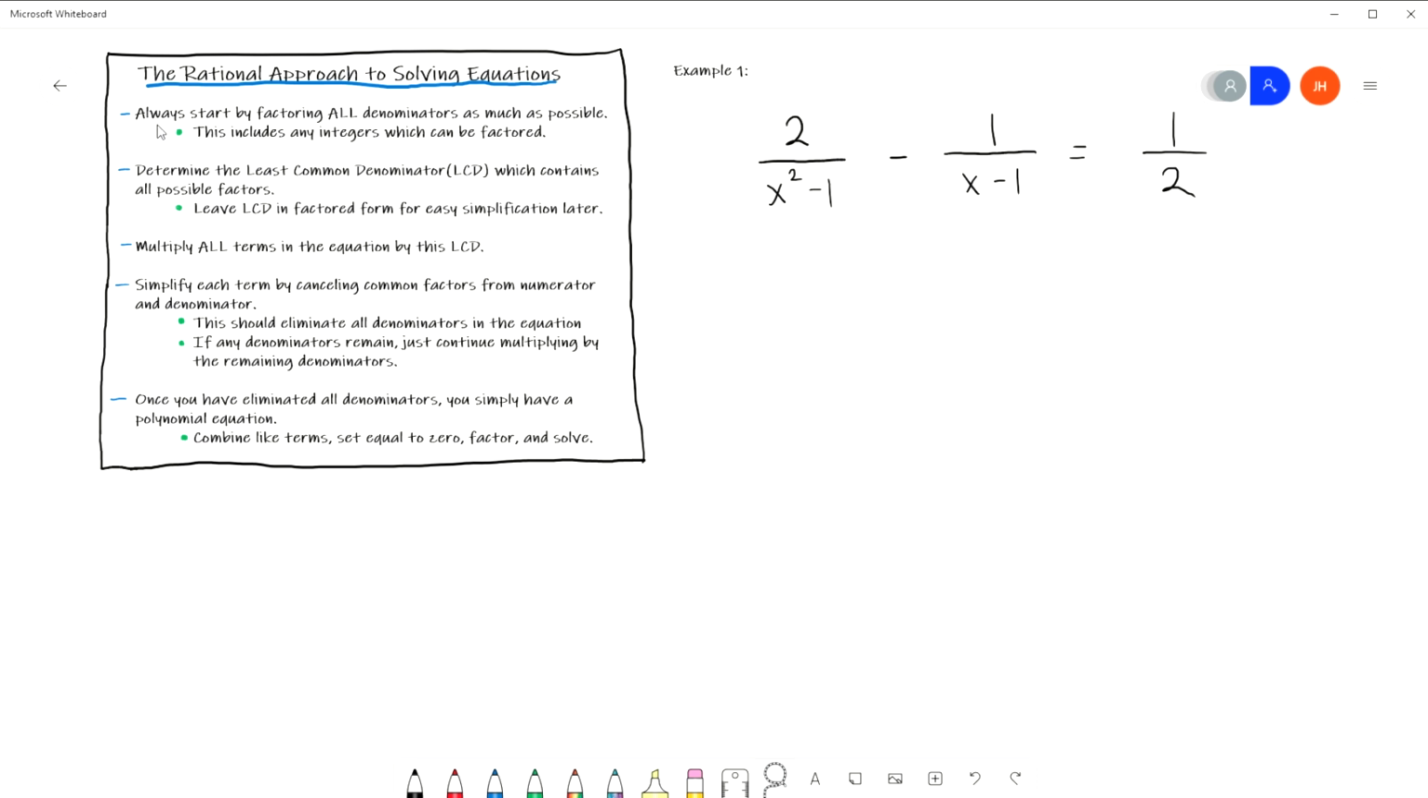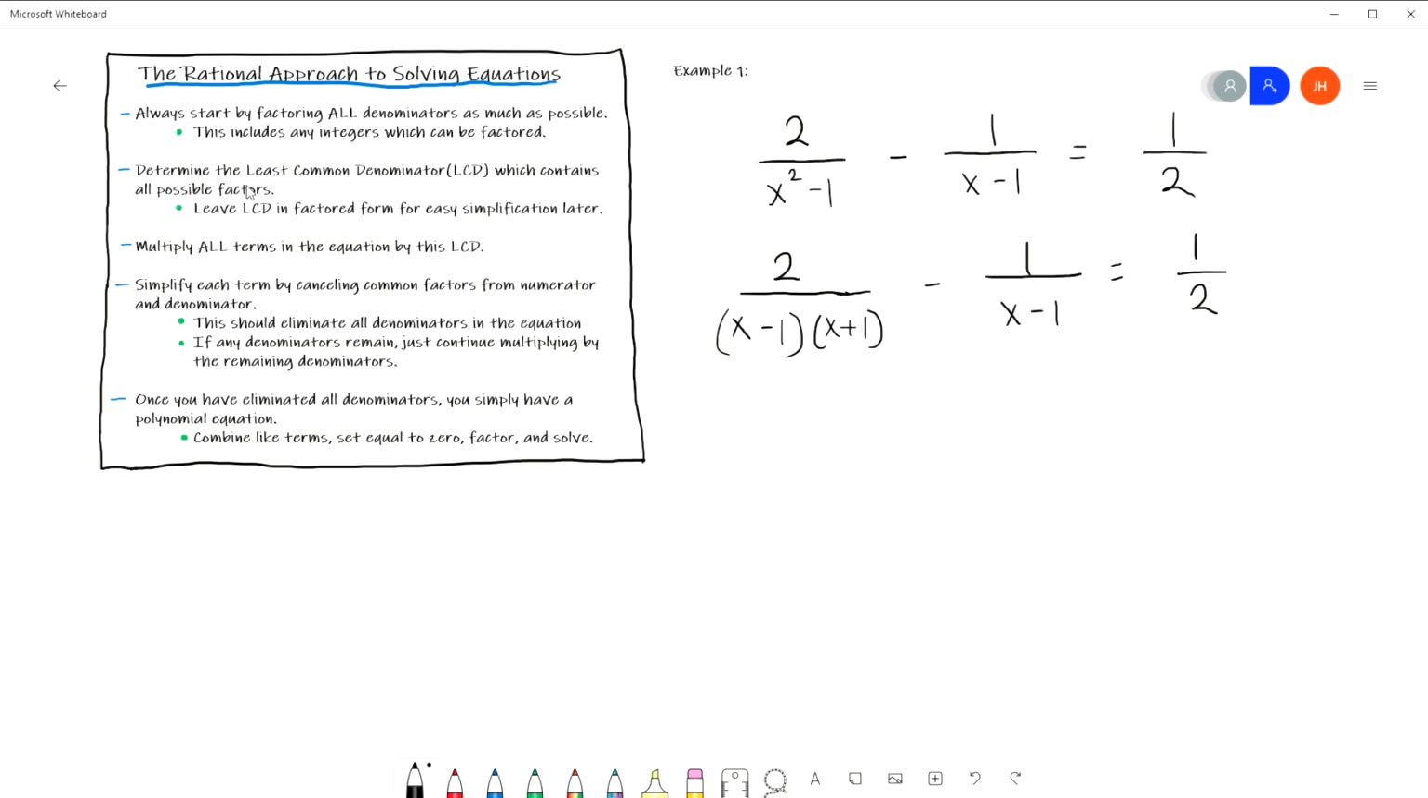First off, I say always start by factoring all the denominators as much as possible. This includes any integers which can be factored. So we're just going to start off by factoring these denominators. x squared minus 1 is a difference of squares. So I'm going to rewrite that, and that's going to be x minus 1 times x plus 1 because of difference of squares. x minus 1 cannot be factored, so I'm going to leave it as is. And 2 is not going to be able to be factored, so I'm going to leave it as is.